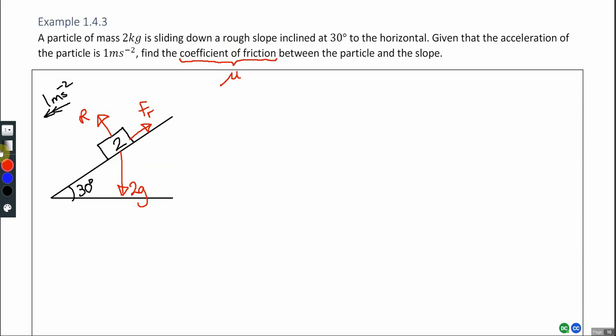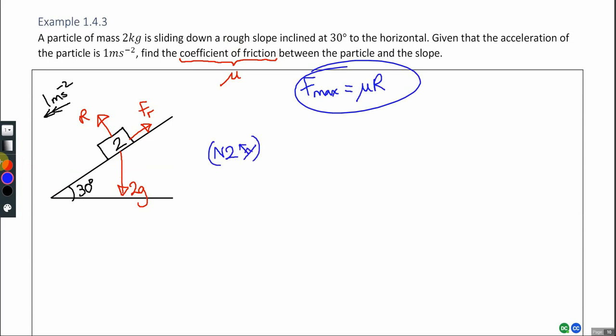So let's find mu. We're going to use the equation F max equals mu times R. It's mu that we want to find, so therefore we need to find F max and we need to find R as well. So I'm going to resolve, or do Newton's second law, same thing, perpendicular to the slope. Here we go, I've got R pointing in that direction. Friction is perpendicular to this direction, so won't be included.